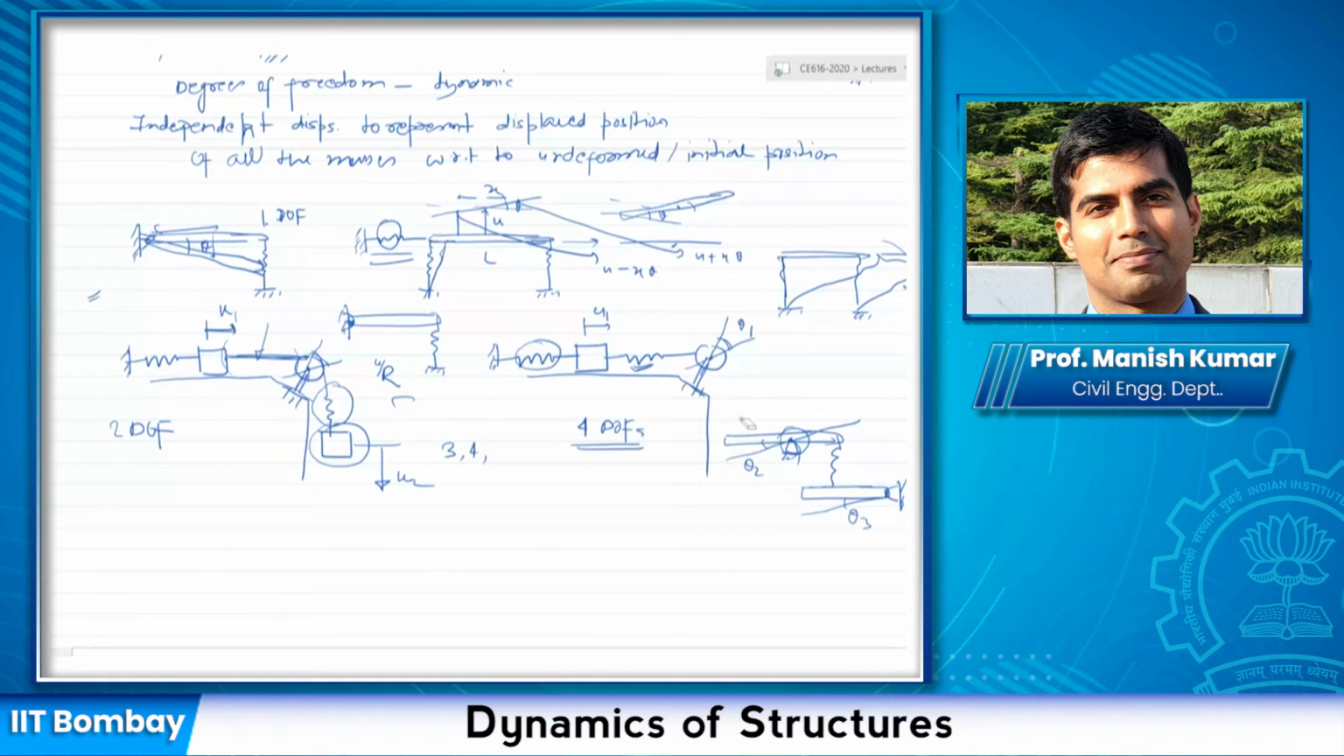What if I replace this with a string here? How many degrees of freedom then I will have? If I replace this spring by an inextensible string, then I've simply reduced 1 degree of freedom system, right? So now my theta 1 and theta 2 are related, isn't it? Do you understand that or not? If I replace this with a string, theta 1 and theta 2 are related, and how are they related?